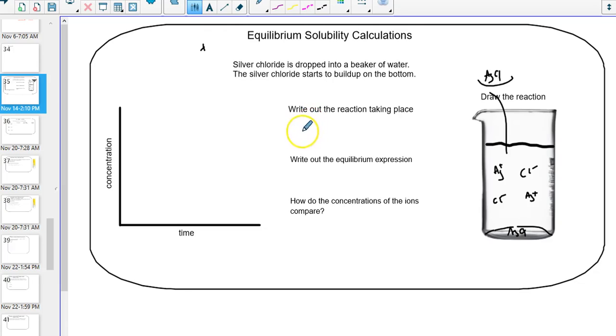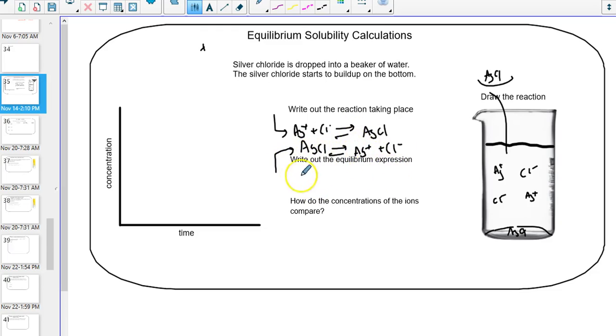So write the reaction taking place here. Well, it looks like we've got Ag plus and Cl minus yields AgCl. Now this reaction could also be written as AgCl comes from Ag plus and Cl minus. Typically your average chemistry student would probably write it the first way, but in this chapter we're going to use this version. Neither one's better than the other, but we typically use this one.